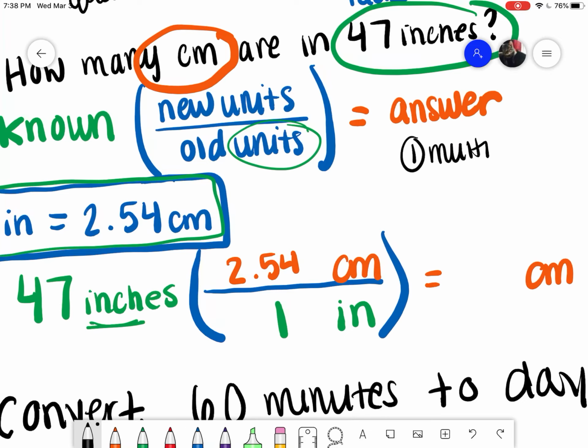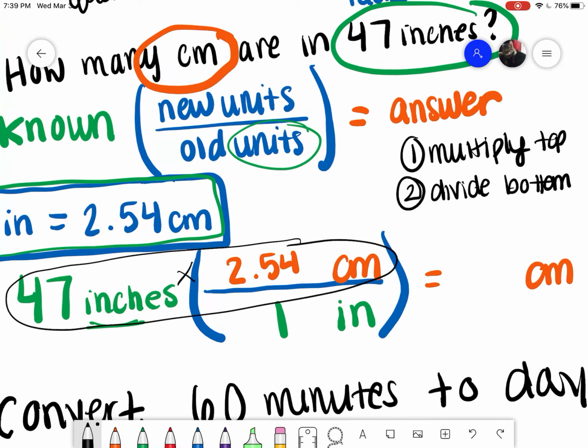So multiply top, divide bottom. So we can do 47 times 2.54. So multiply the top and then divide that answer by 1. So if we put that in our calculator, we get 109.4 centimeters.